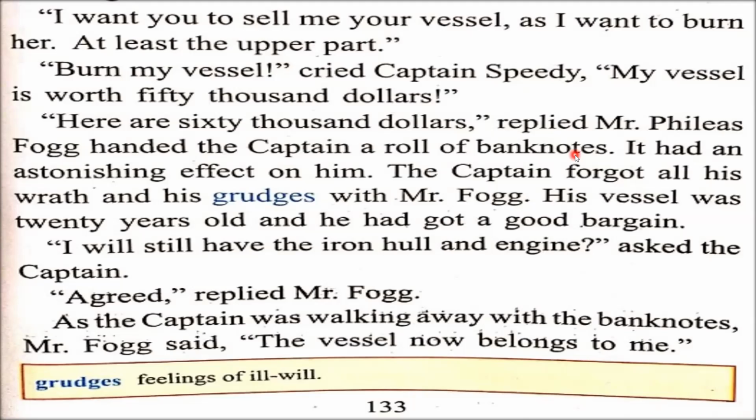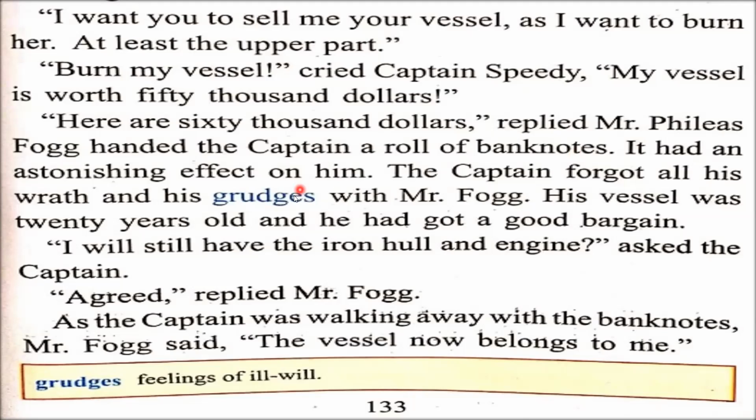Now, dear students, keep in mind over here that Mr. Phileas Fogg called the captain and said, I want you to sell me your vessel, as I want to burn her. It means I want to purchase, to buy this vessel. And why do I want to purchase? Because I will burn her, at least the upper part. Then the captain cried, you will burn my vessel? Who said so? And its worth is $50,000. So then Mr. Fogg said, here are $60,000, and he gave him the roll of banknotes.